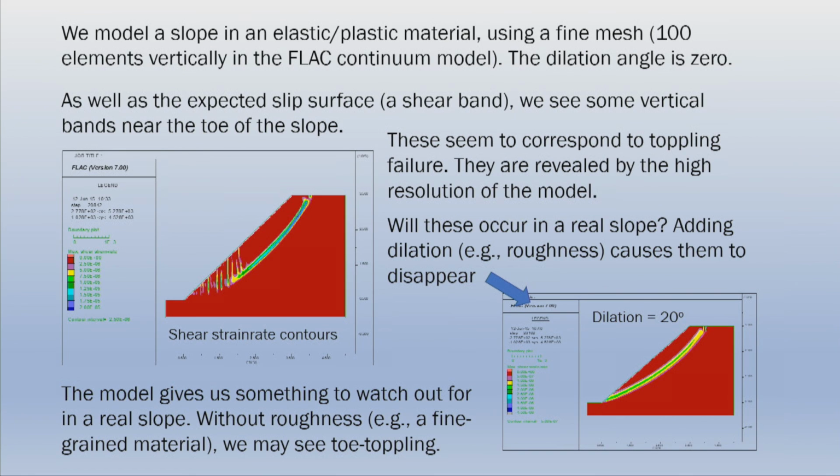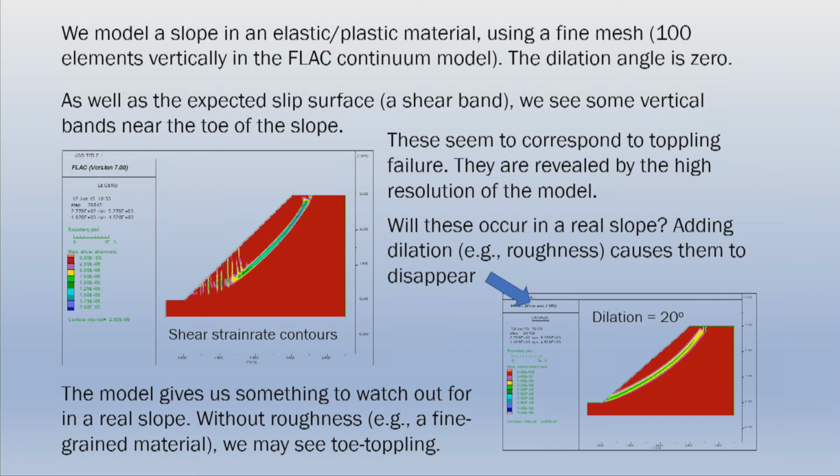We model a slope in an elastoplastic continuum. This is perfect plasticity, but it's quite a high density of elements. Anyway, you get the expected slip surface. But at the toe of the slope, you get this weird set of shear bands.